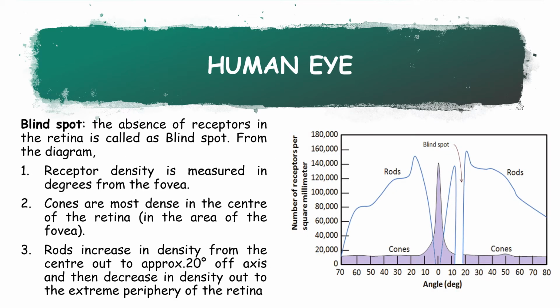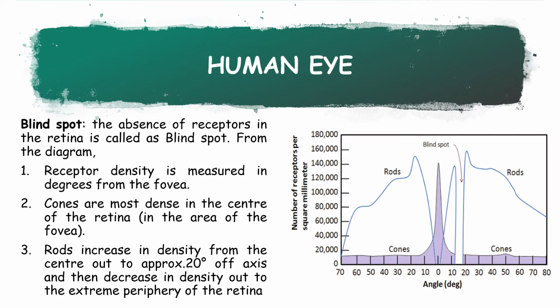When you look into a graph here, we have rods and cones, which are plotted with the help of the angle and the number of receptors per square millimeter. Now you have a center region, or the region where nothing takes place, which is called the blind spot. It's shown with the help of an arrow in the diagram. The absence of receptors in the retina is called the blind spot.